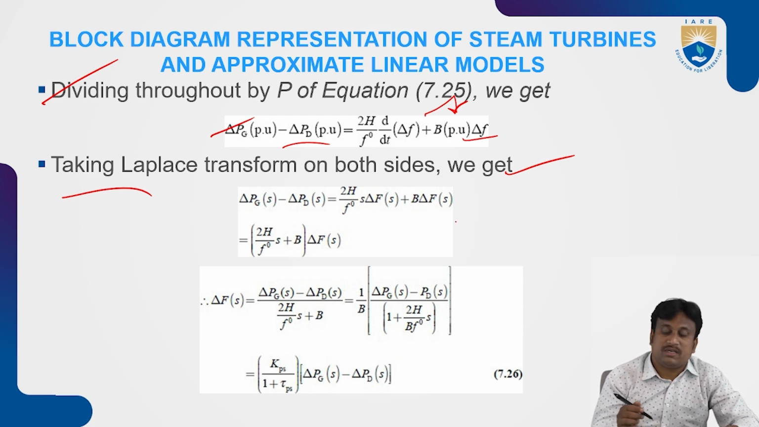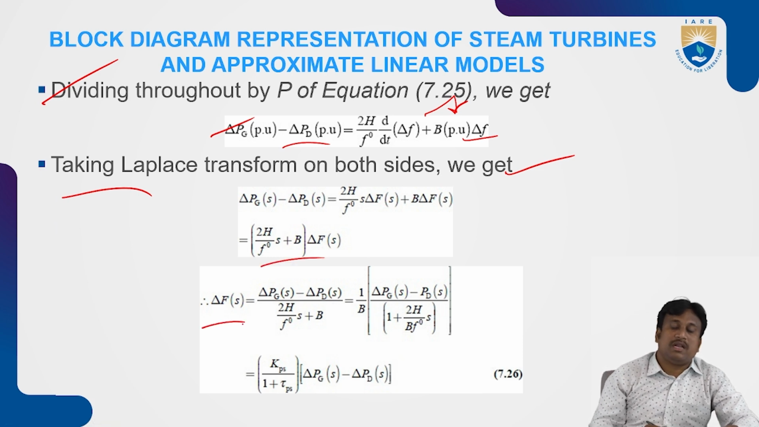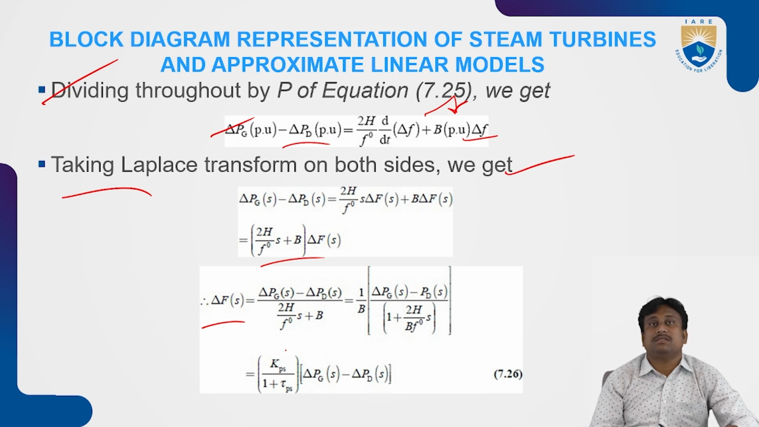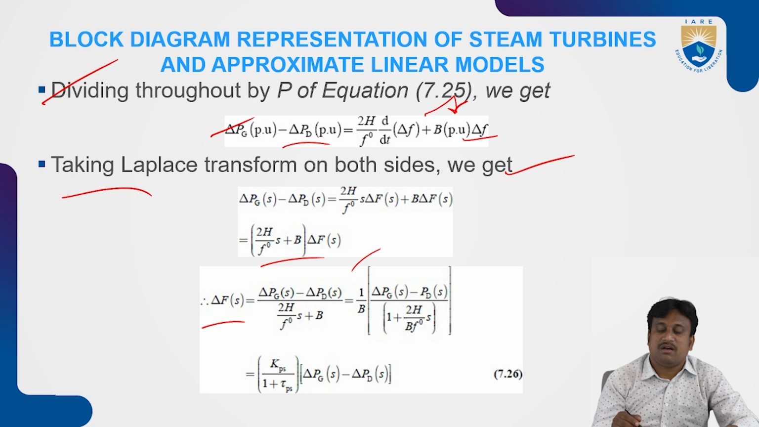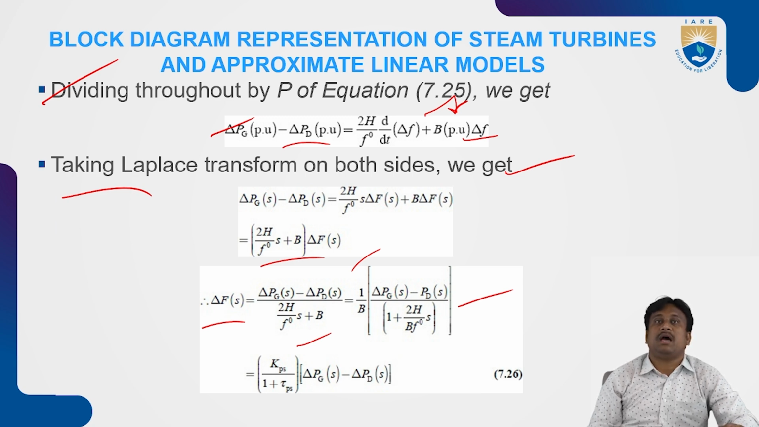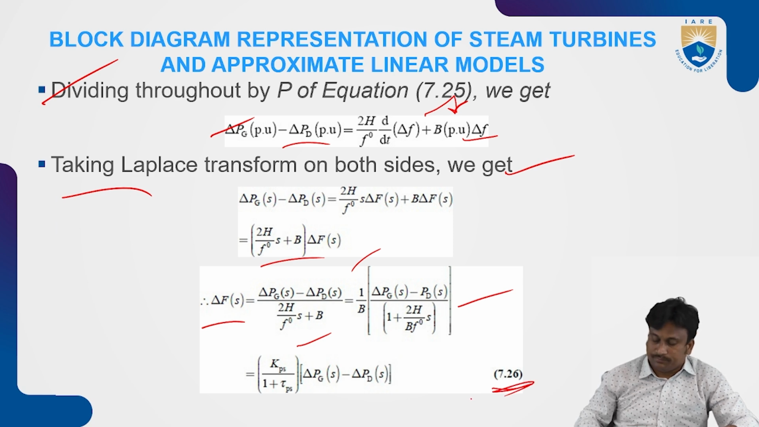So this may be written as the coefficient 2H by F naught s plus B into delta f of s. Therefore delta f of s equals delta Pg of s minus delta Pd of s by 2H by F naught into s plus B, which is equivalent to 1 by B of delta Pg of s minus delta Pd of s by 1 plus 2H by B F naught s. So this is equivalent to Kps by 1 plus tau ps into delta Pg of s minus delta Pd of s. So this is represented with equation 7.